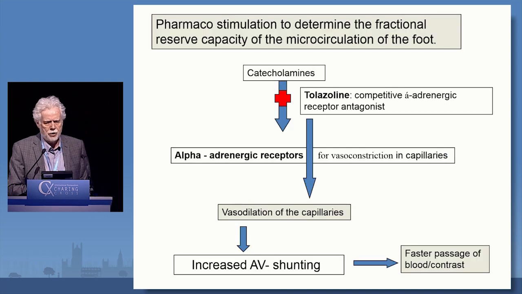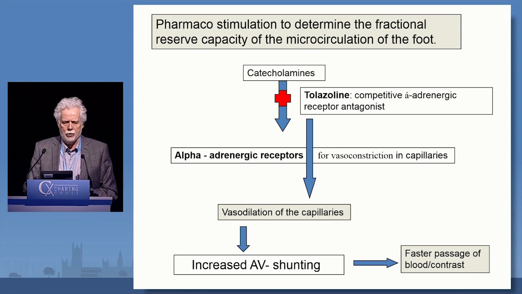And the pharmacostimulation, that's what we do with tolazoline. Tolazoline is a medication which is registered in Holland for pulmonary hypertension in very small kids. What we do is actually block the catecholamines, and by doing that, you get a vasodilation of the capillaries, and they will increase your AV shunting.